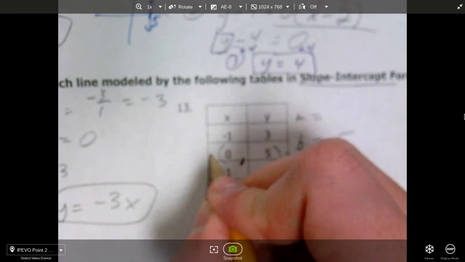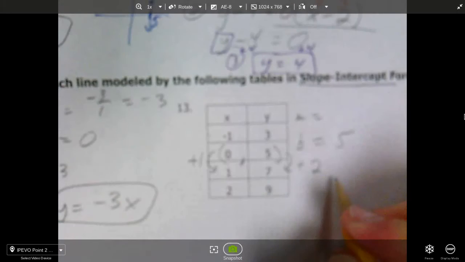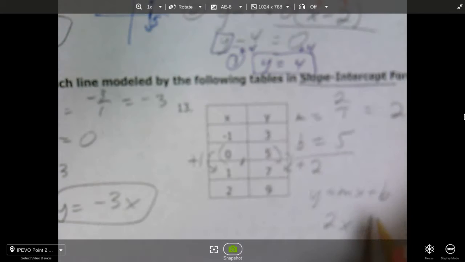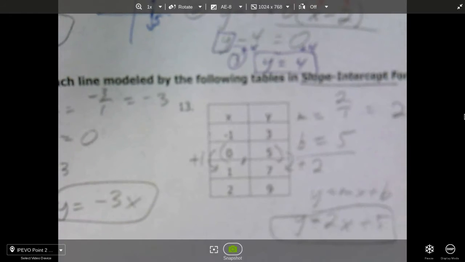And our slope. So let's look at 0, 5, and 1, 7. So that's up by 2, up by 1. So 2 over 1, rise over run. So our m is, let me just write that, mx plus b. Our m is 2. Our b is 5. So y equals 2x plus 5.